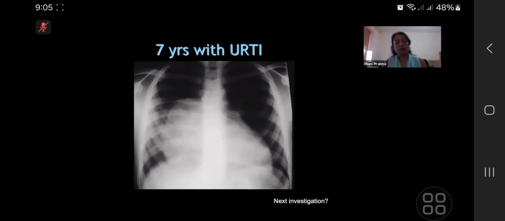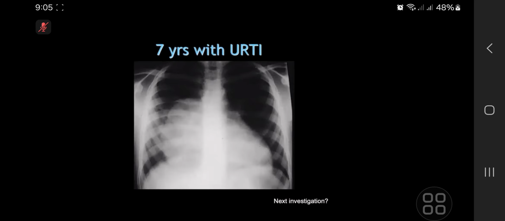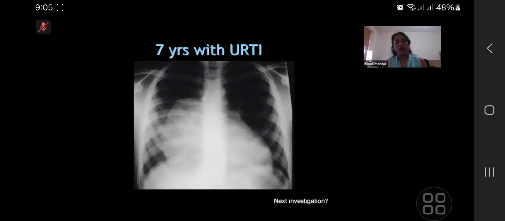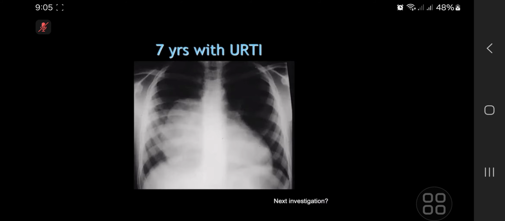So appearances are quite suggestive of a mediastinal mass. The location is quite typical for a bronchogenic cyst. Any other differential? And what do we do next? A foregut duplication cyst can present. A few of the cysts can present like that in this age group.